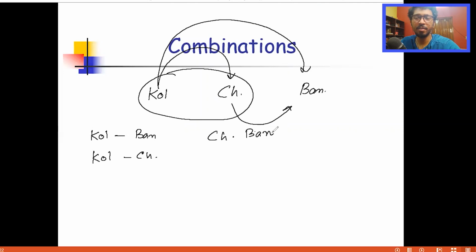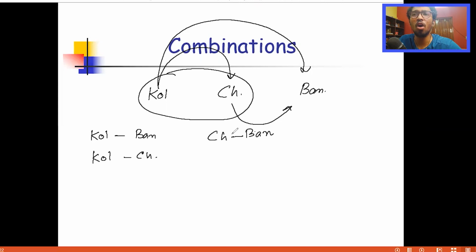Right? So the total number of matches so that everybody will play with each other will be a minimum of three. As you can see, Kolkata will play with Bangalore, Kolkata will play with Chennai, and Chennai will play with Bangalore. So there will be three matches. So that is the basic idea of combination. Whenever we are counting the number of selections, and in my counting order is not important, then we'll say it's a combination problem.